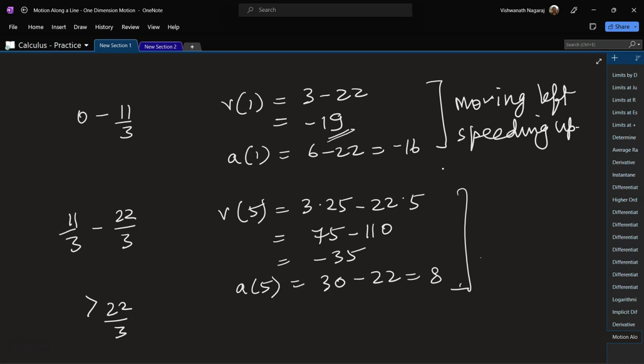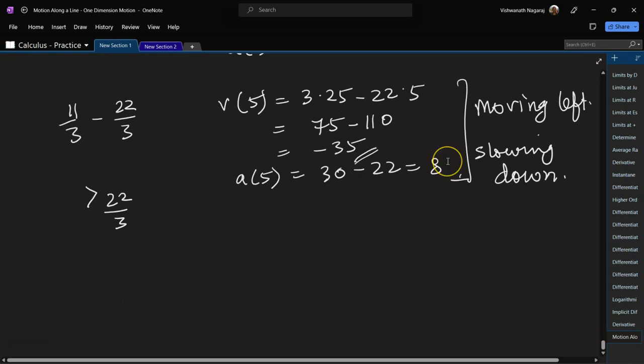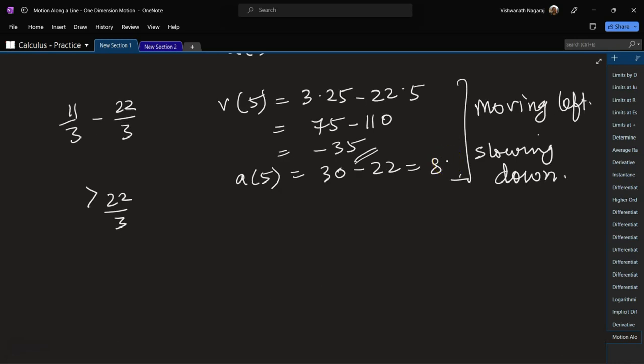Opposite signs, so slowing down. Velocity is negative, so moving left. Okay. Now what about 22 by 3? Greater than 22 by 3.